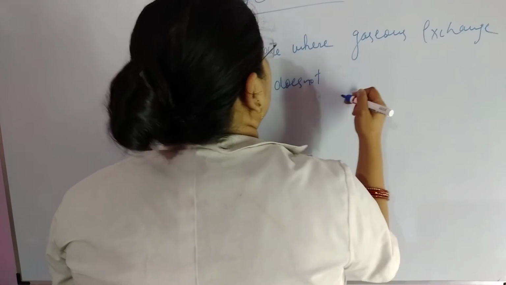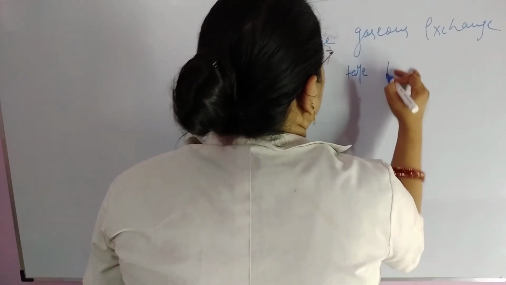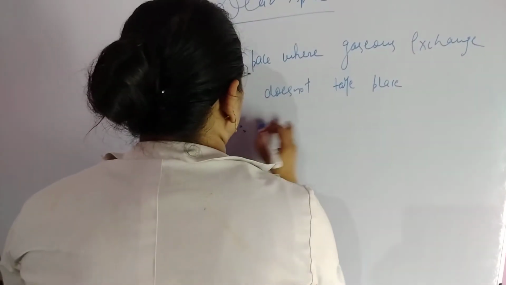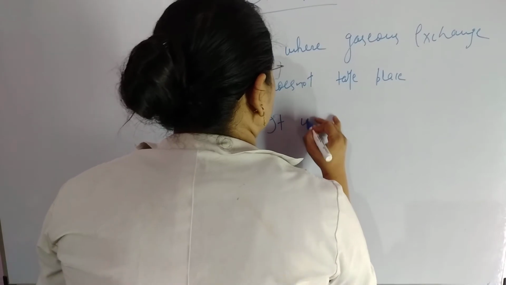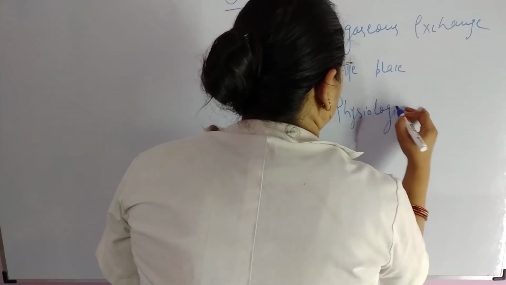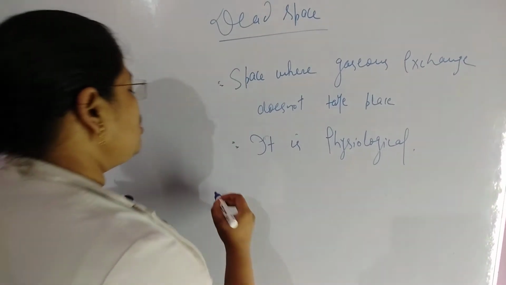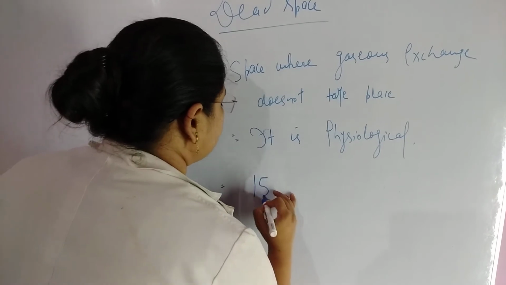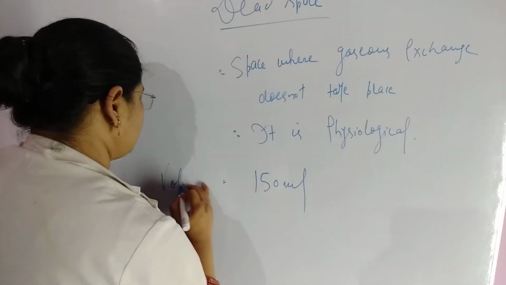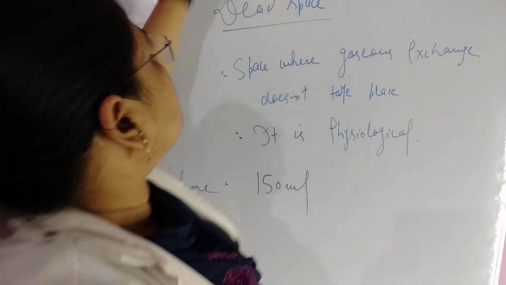And an interesting point is that it is physiological. It is normal. Now the volume of dead space is 150 ml. This is the volume, 150 ml.